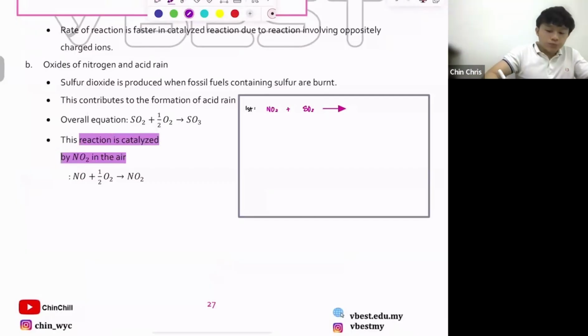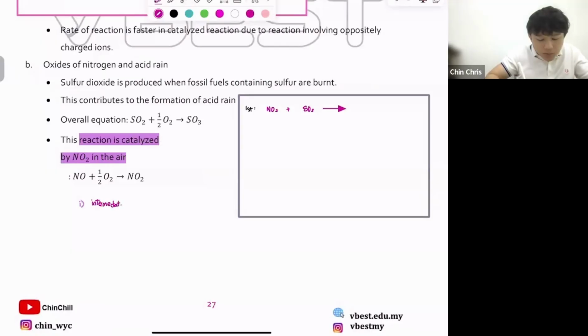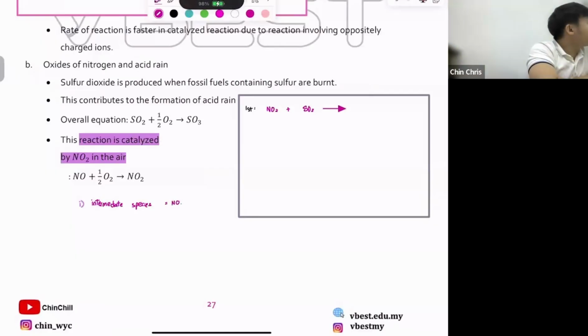I give you another condition so everyone will get a similar answer. My intermediate species is NO. Okay, NO is my intermediate species in the two-step reaction. Let's go.